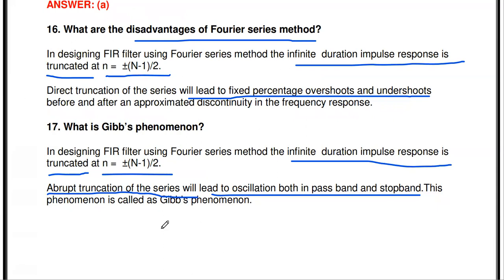Okay, so we will not get a constant pass band and stop band. We will get ripples, oscillation. So this oscillation is called Gibbs oscillation or Gibbs phenomenon. Okay, so in order to avoid this Gibbs oscillation, instead of using Fourier series method, we are using the method called windowing technique or frequency sampling method of designing FIR filter.